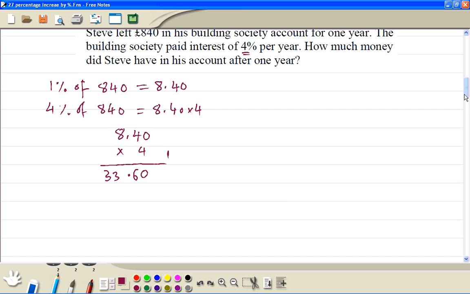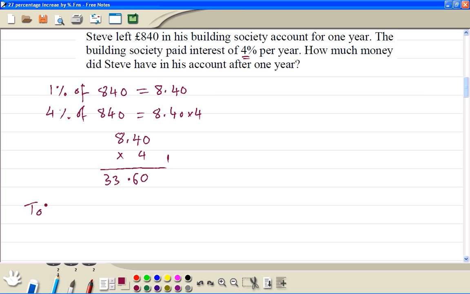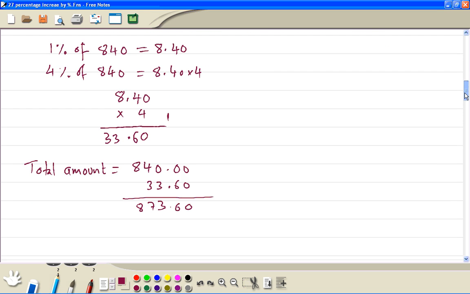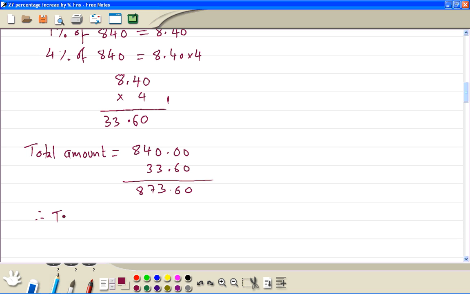Then the total amount after 1 year is the original amount plus this interest, which is 33.60. Now we add, so the total amount after 1 year is equal to £873.60.